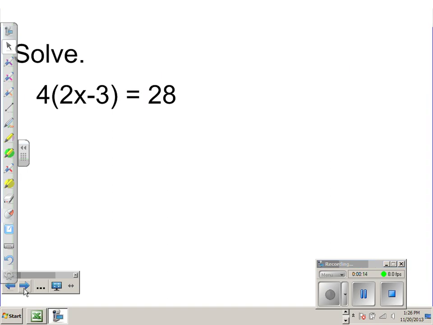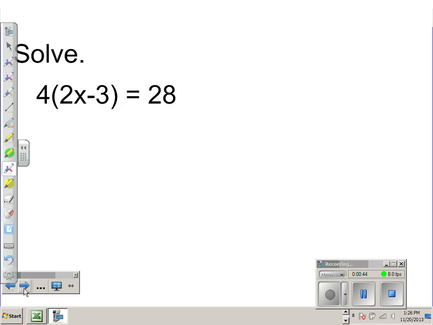In our first example, you can see that we want to multiply 4 times the quantity 2x minus 3, and that is all equal to 28. Anytime I see parentheses in a problem, I know that I'm going to have to get rid of those parentheses, and I'm going to have to involve multiplication in order to get rid of the parentheses by using the distributive property. But before I do that, I want to take a look inside of my parentheses, and I want to ask myself, can I combine 2x and negative 3?